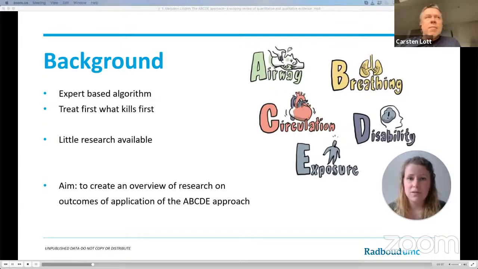However, solid evidence about the benefits of the approach and literature about the ABCDE approach seems to be lacking. The purpose of this study was to create an overview of research on the outcomes of the application of the ABCDE approach.